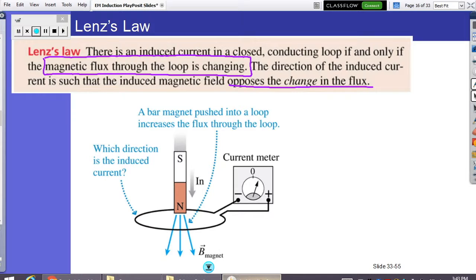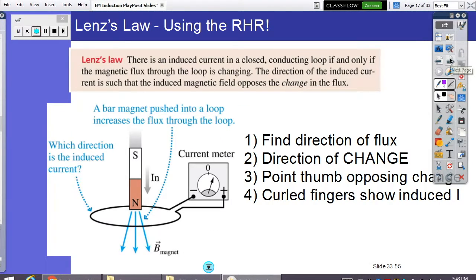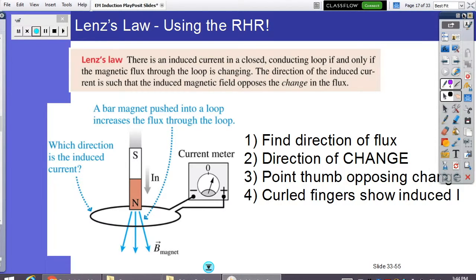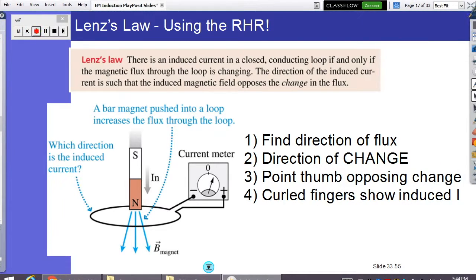So I got to figure out which way my change is going. Here's what I'm going to do. In all my cases, I'm going to find the direction of my flux. I'm going to find the direction of change. I'm going to point my thumb in the opposing direction to fight that change, and then my curled fingers will show me the induced I.